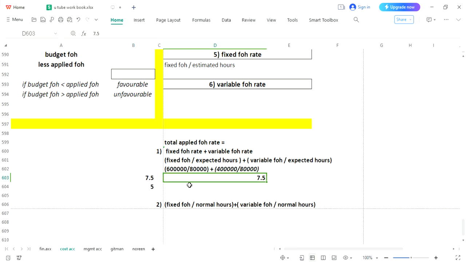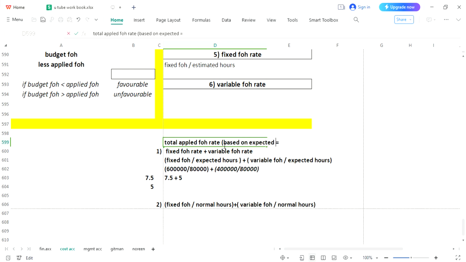Now here we will be putting it 7.5 plus 5. Two rates have been calculated. First rate is fixed FH rate, second is variable FH rate. If you sum up both rates, we will get total applied FH rate, and here we can write it based on expected capacity.